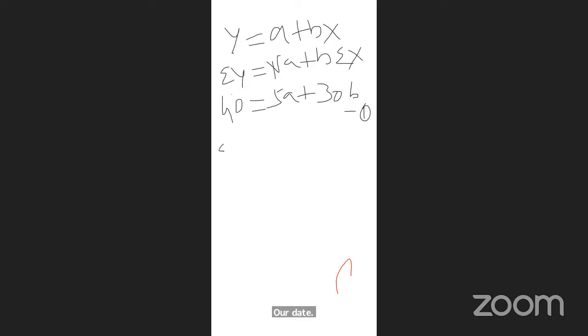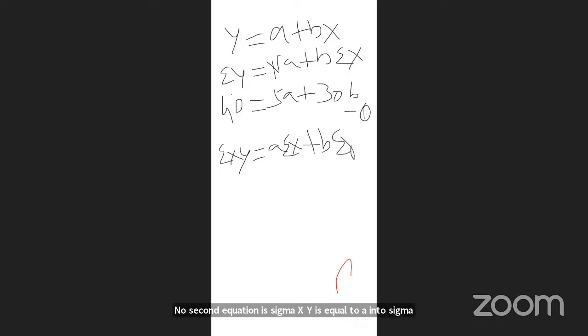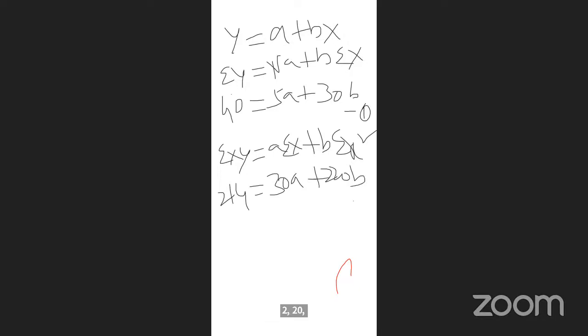Now, the second equation is sigma xy is equal to a into sigma x plus b into sigma x square. Sigma xy is equal to 214. So 214 is equal to 30a plus sigma x square, which is 220, so 220b. So this is your second equation. Now, let us solve the first equation and the second equation.